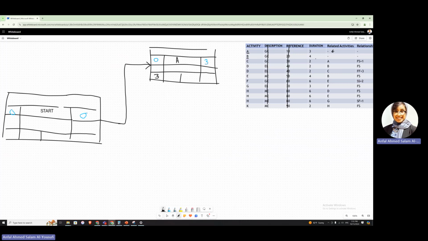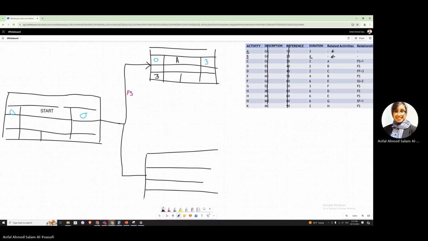Activity B, the duration is 4. Again, it does not have any related activities and no relationship. Whenever we do not have any relationship, we normally simply write FS, so by default, it is FS. Okay, so we're going to do B the same way. In our B, we are going to draw our B.